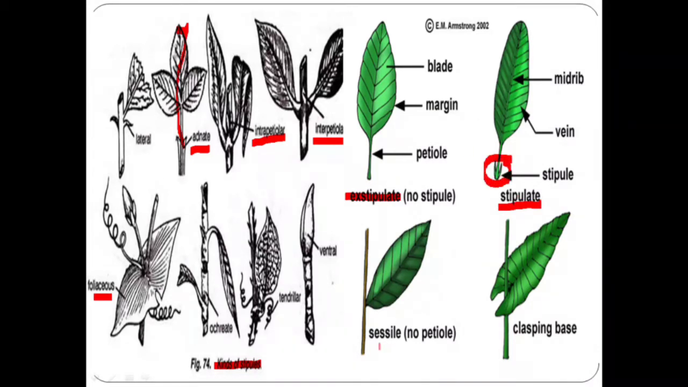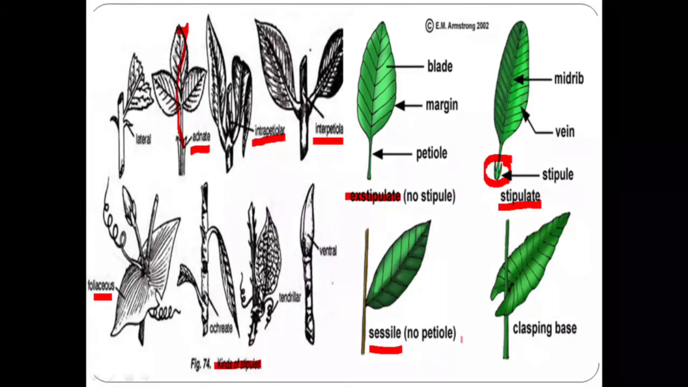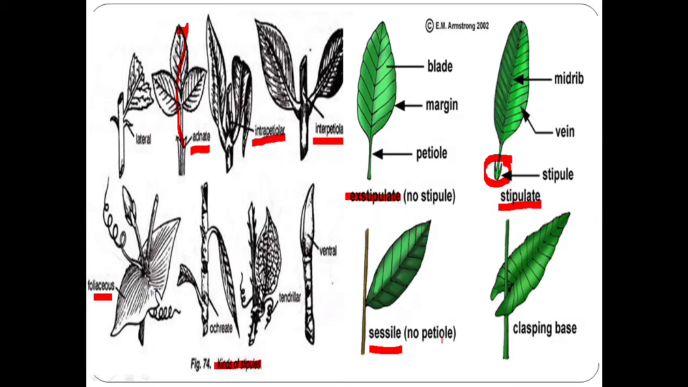Next we see sessile. What is the meaning of sessile? In this picture, you can point out that the petiole is absent. Petiole is absent means the total lamina of the leaf is directly attached to the nodal region of the stem. So here the petiole is absent. If the petiole is absent, then we call it sessile. That means no petiole. And sometimes some of the lamina is inserted into the stem or nodal regions. This type of leaf we call clasping base. So these are the different kinds of stipules.